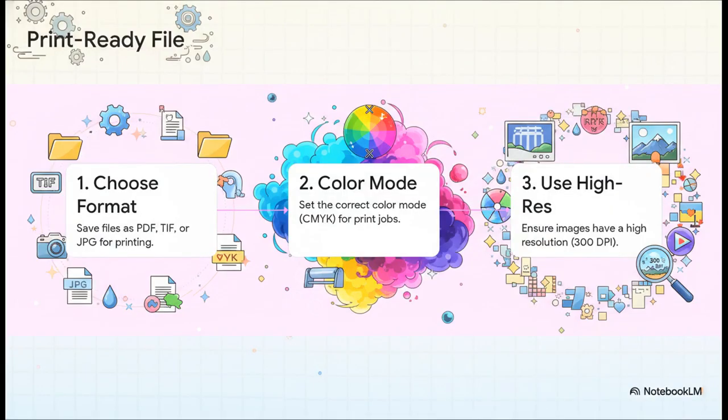So how do you get there? It really just boils down to a three-step checklist. First, you've got to save your work in the right file format. Second, and trust me, this one is huge, you have to set the correct color mode. And third, you need to make absolutely sure your images have a high enough resolution to look sharp.